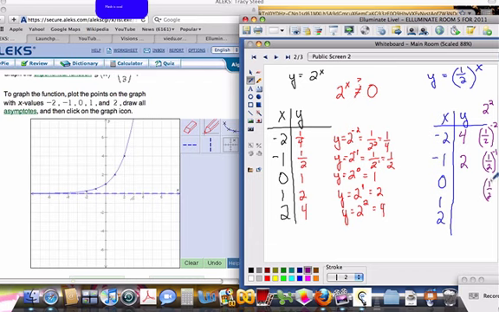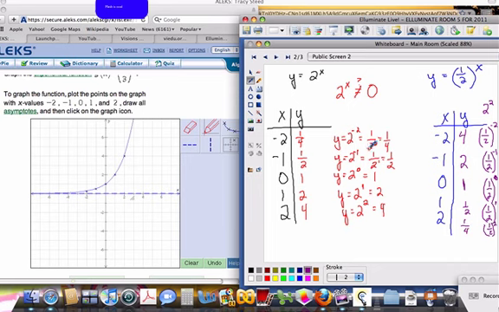1/2 to the 0 power is 1. And if I have 1/2 to the first power, that gives me 1/2. And 1/2 to the second power, 1 times 1 is 1, 2 times 2 is 4, that gives me 1/4.